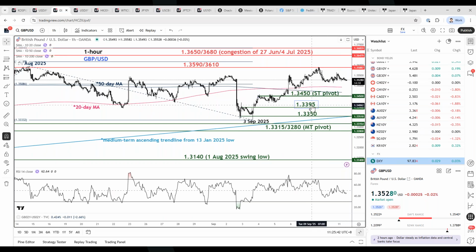Exposing the next two support levels at 1.3395, followed by 1.3335, which is the important minor swing low of 2nd of September and 3rd of September, where the sterling dollar managed to survive on that spike up in the 30-year gilt yield that induced the sell-off in the sterling dollar last week.